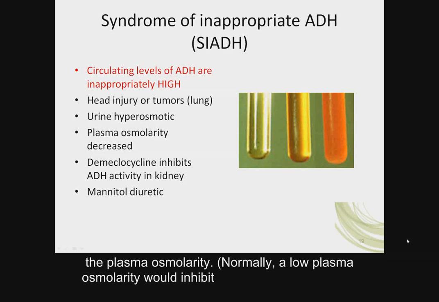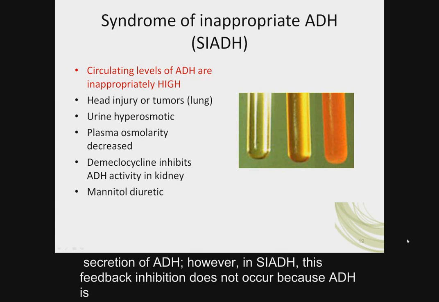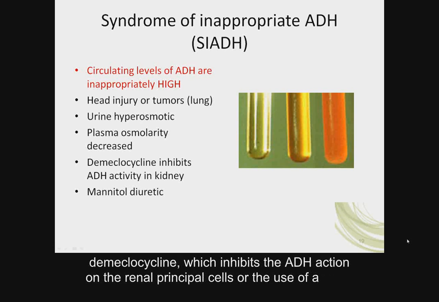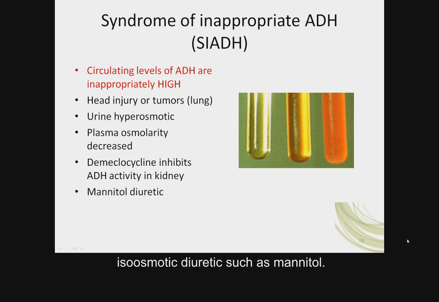Normally, a low plasma osmolarity would inhibit secretion of ADH. However, in SIADH, this feedback inhibition does not occur because ADH is secreted autonomously. Treatment of syndrome of inappropriate ADH consists of administration of a drug such as demeclocycline, which inhibits the ADH action on the renal principal cells, or the use of an isoosmotic diuretic such as mannitol, which I will discuss now.